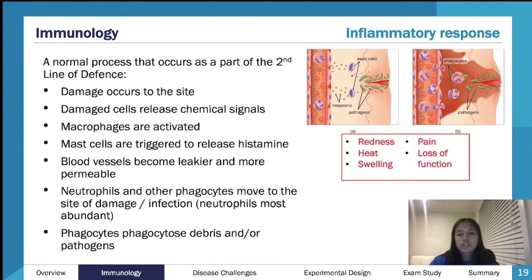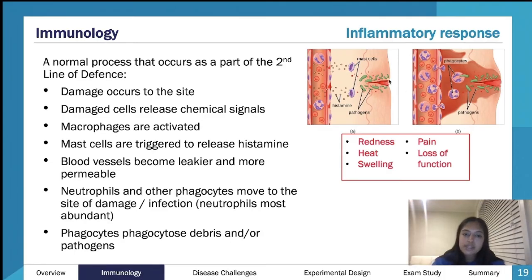Okay, this is also extremely important, your inflammatory response. This ties in as well with allergies, which we'll get to. Your inflammatory response is part of your innate immune system. So again, it's this one size fits all idea. We've got damage occurring to the site. So this is our intact skin. We've now got a hole. That first line is breached.